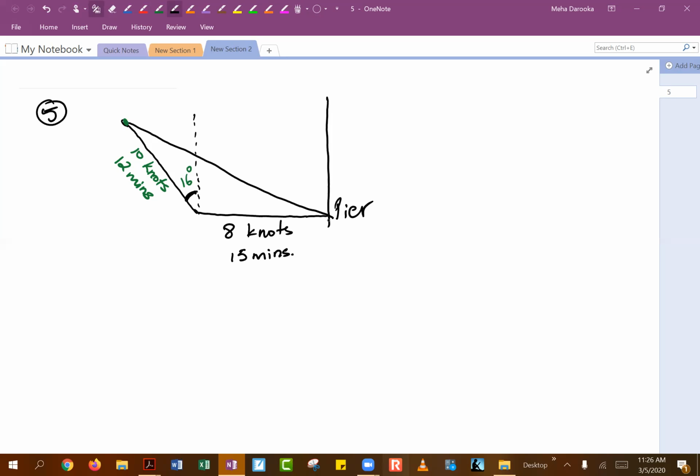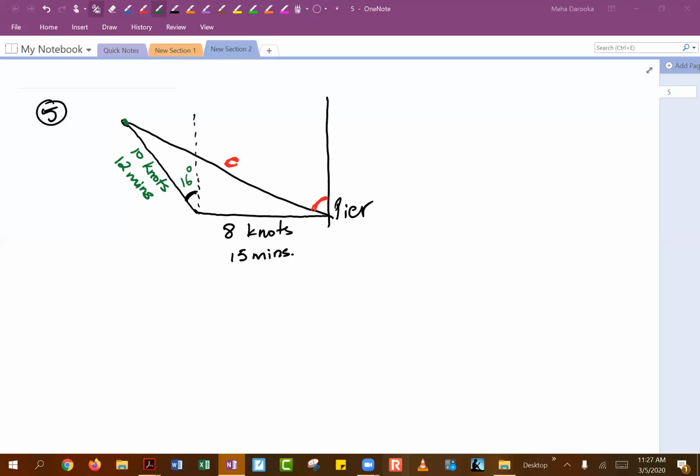And again, let me remind you, when they're asking you to find the bearing of the boat with respect to the pier, they are actually going to be asking you for this angle, because the bearing is always going to be with that north-south or vertical line. Okay, so that's the angle we're going to try and find. And I guess I'm going to call this side C. That's the distance we're going to need to find.